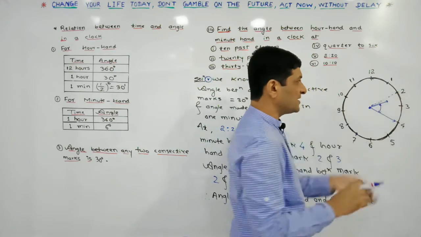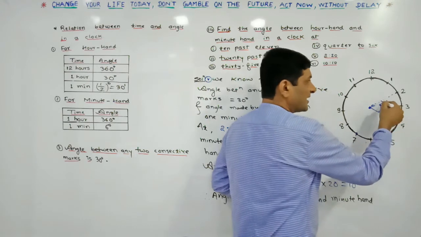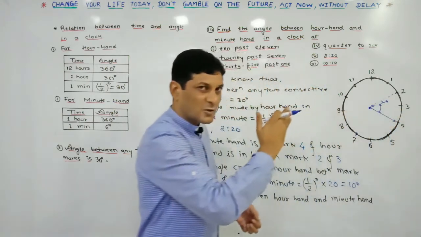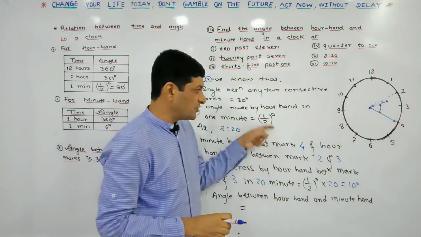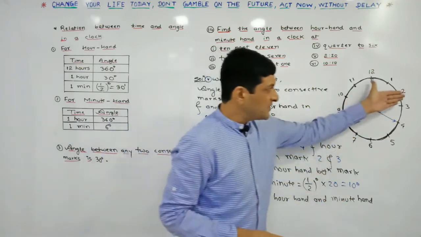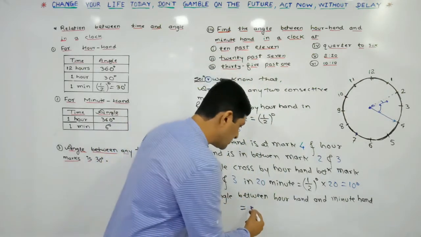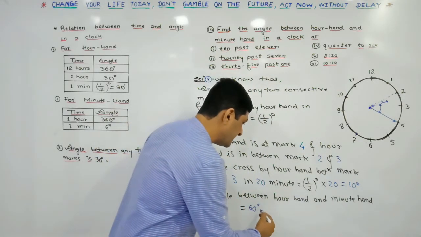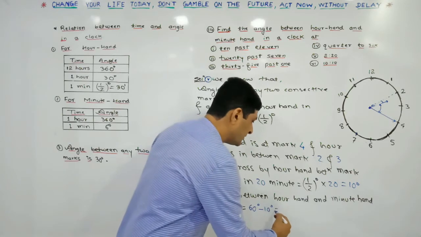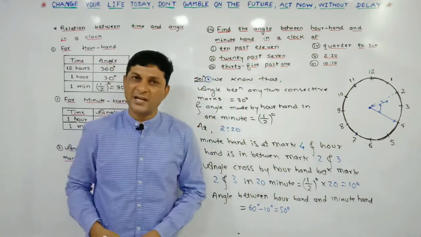Here we can observe that this angle is 30 and this angle is also 30. 30 plus 30 is 60. From this 60 degrees we are subtracting this much part, which is nothing but the angle crossed by our hour hand in 20 minutes, that is equal to 10 degrees. So from 60 we are subtracting 10 degrees. What result will we get? 60 degrees minus 10 degrees is equal to 50 degrees. In this way we have got the angle between the minute hand and hour hand.